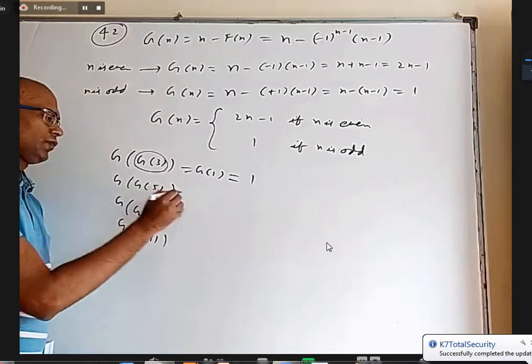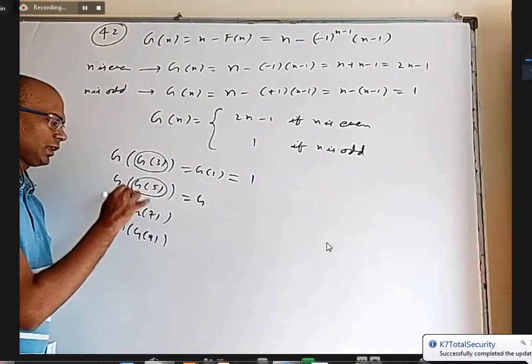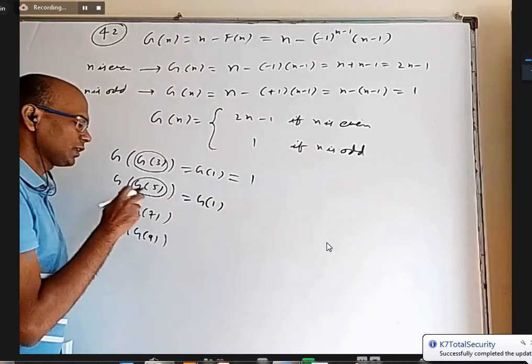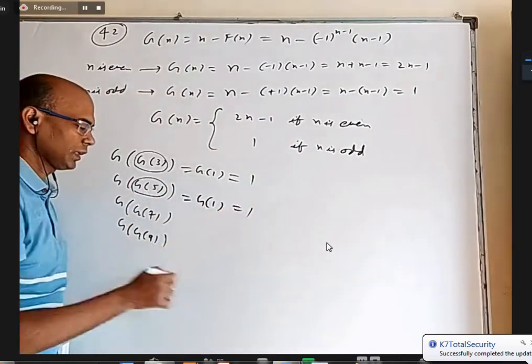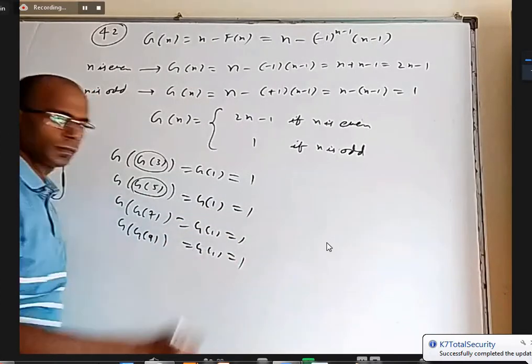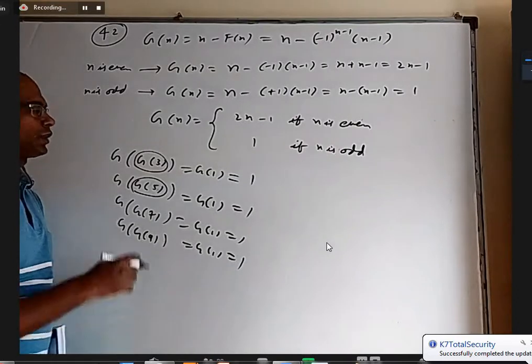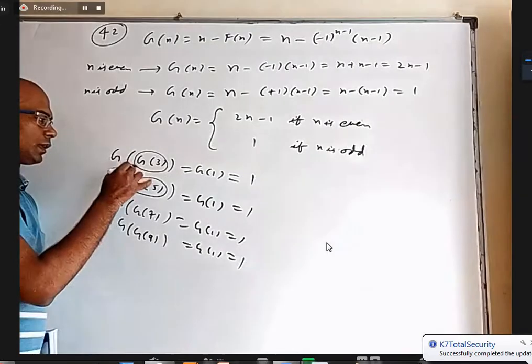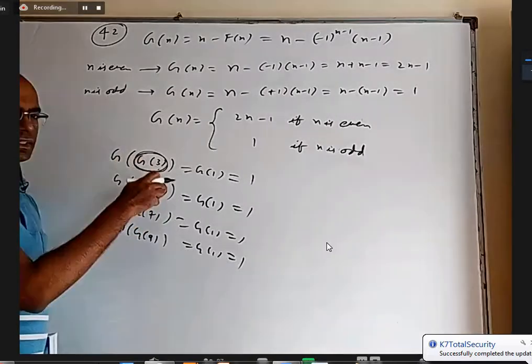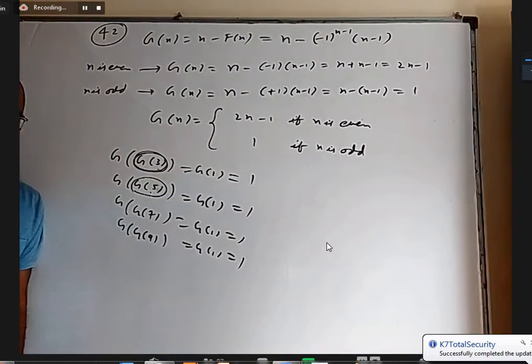If you take g of 5, again 5 is odd, because n is odd, the answer is 1. So the inner part is 1. G of 1 is again 1. This is also the same. So we take any odd number, g of 3 or 5 or 7, it will become 1. And 1 itself is odd, so g of 1 is always 1.